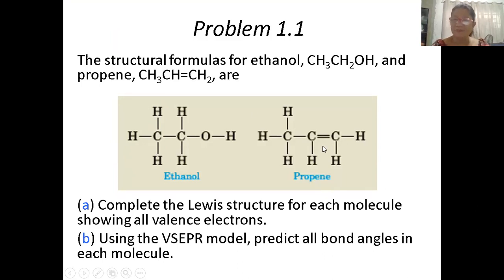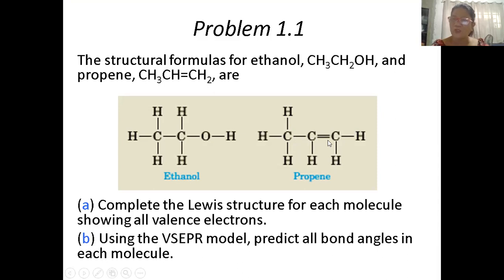Here in the propene, it is the same thing. Count how many carbons: 1, 2, 3. The branching here is three hydrogens on the first carbon: 1, 2, 3. Then the next carbon has one hydrogen, and the next has another hydrogen, then another hydrogen.